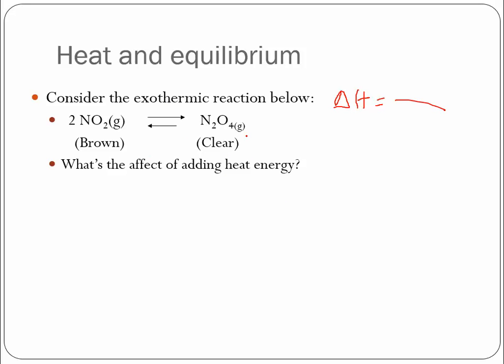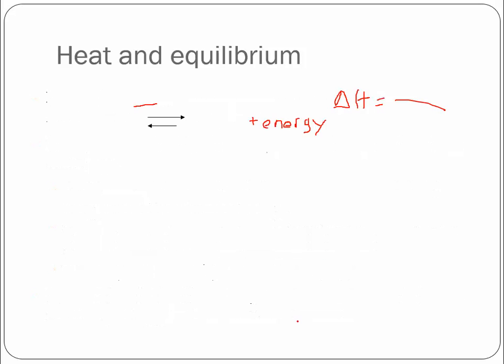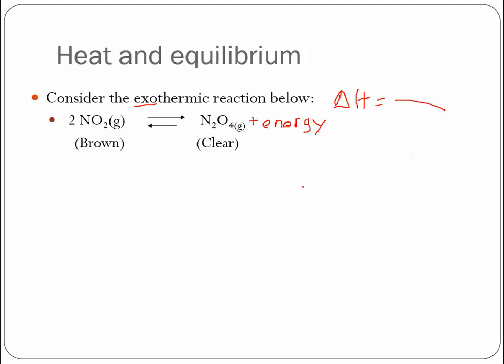We know it's exothermic. So one thing that I might do is to this side of the reaction, I'm going to add plus energy. It's hard to write with this. The reason I'm adding energy to this side is because it's exothermic. And like I said in the previous slide, it's going to be useful to think of heat energy as a product in an exothermic reaction. It's giving off energy here.